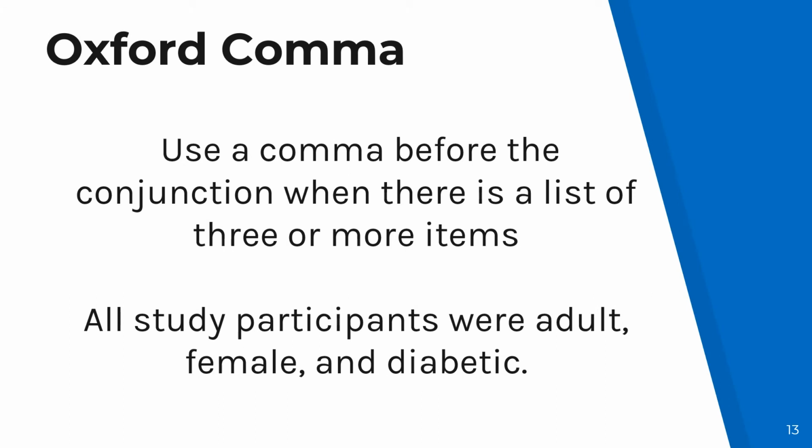Use a comma before the conjunction when there is a list of 3 or more items. For example, a comma will go before the and in this sentence: All study participants were adults, female, and diabetic.